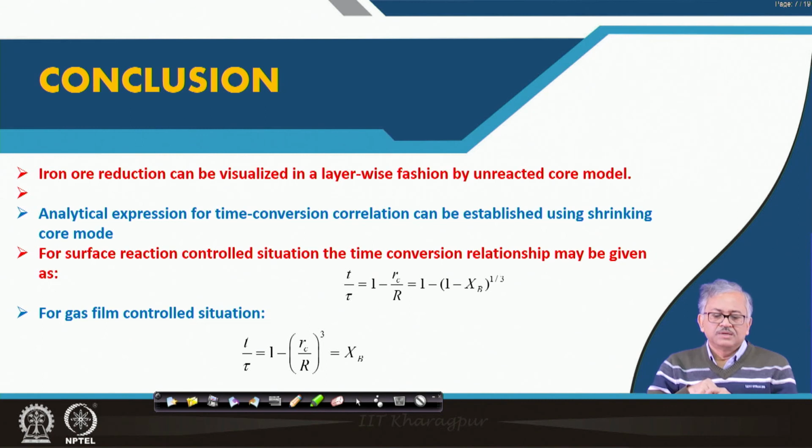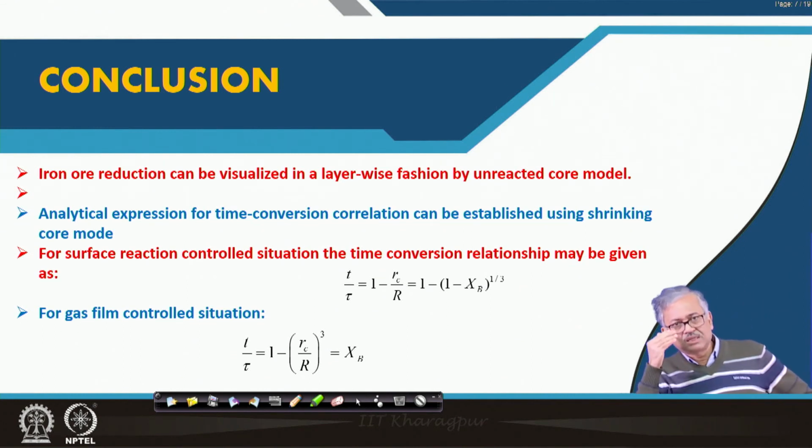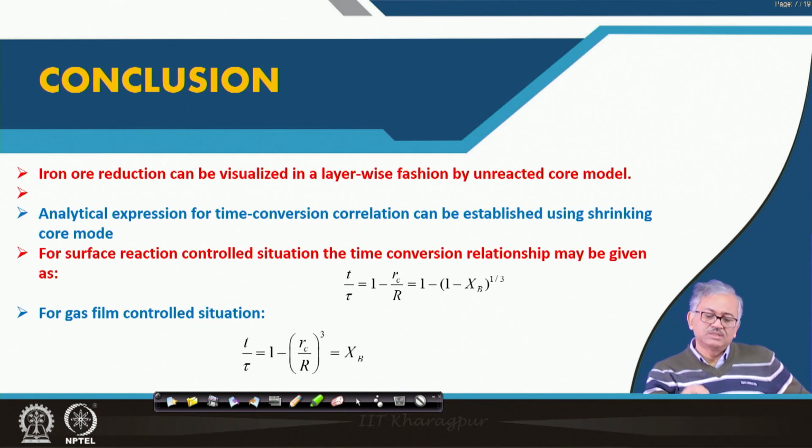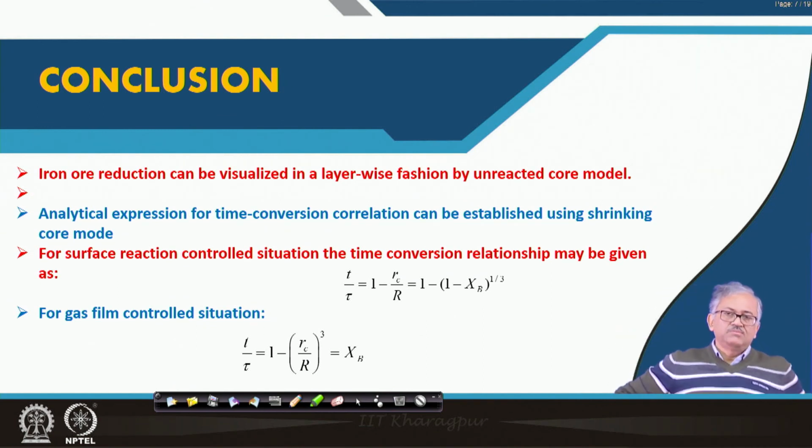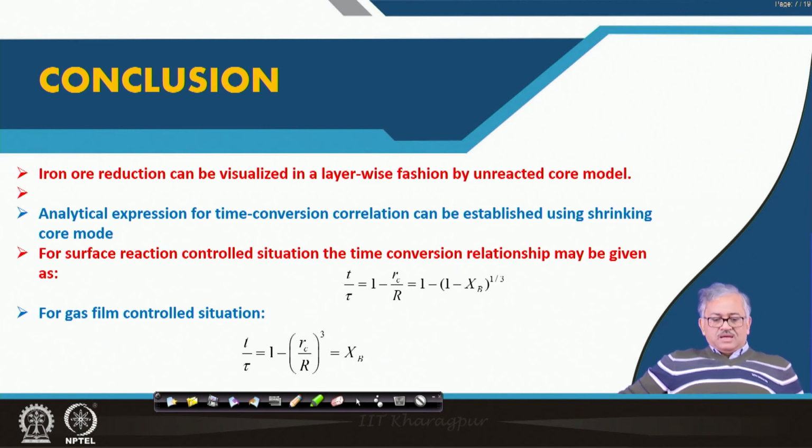In the shrinking core model, we have described here two mechanisms of reduction. One is if it is chemically controlled at the unreacted core interface. If it is chemically controlled, then the reduction time to fractional extraction correlation can be given by t/tau = 1 - rc/R, or 1 - (1 - x_B)^(1/3). Or if it is gas film controlled, that is at the exterior interface, where mass transfer through the gas film is the rate controlling step, then the relation is simply t/tau = x_B.